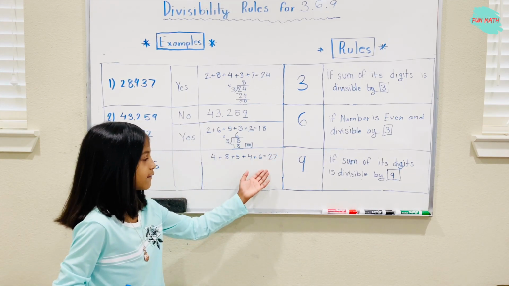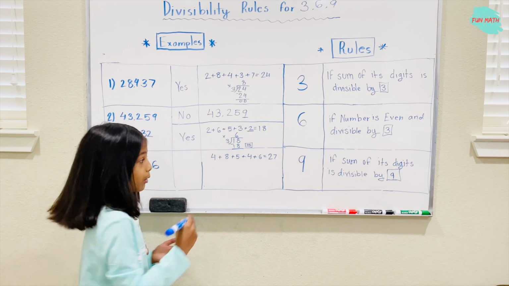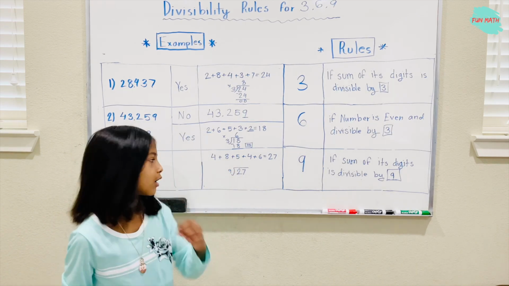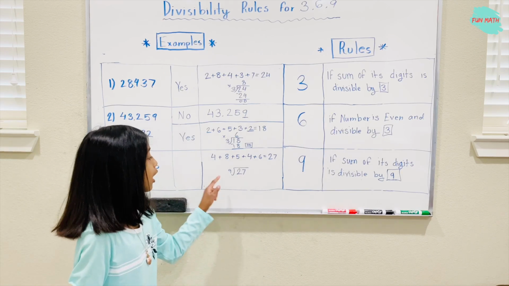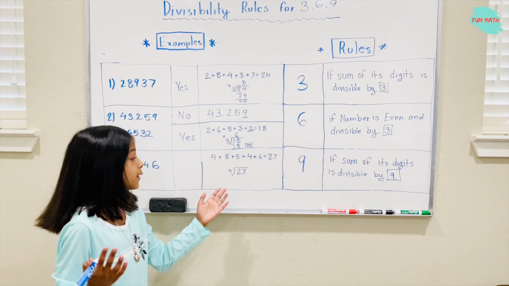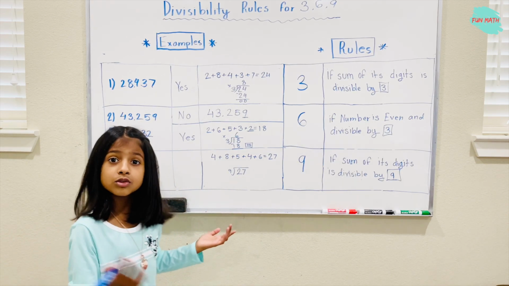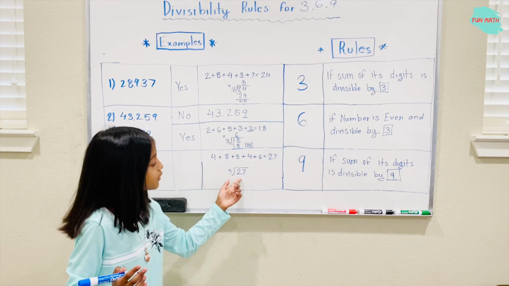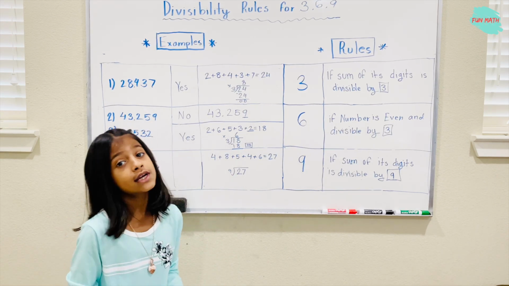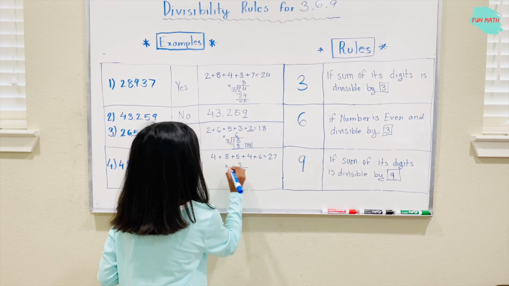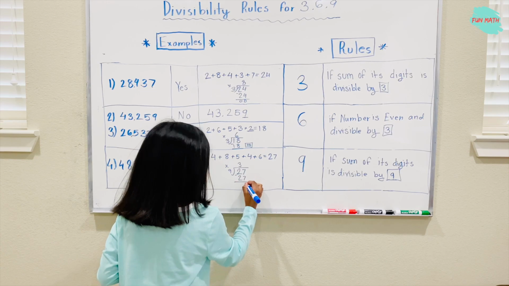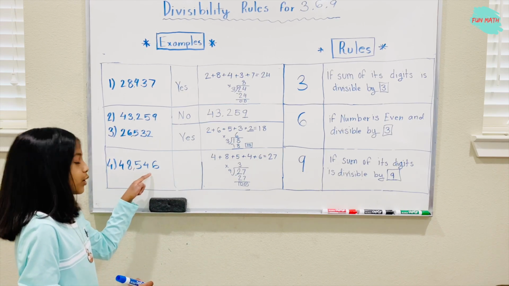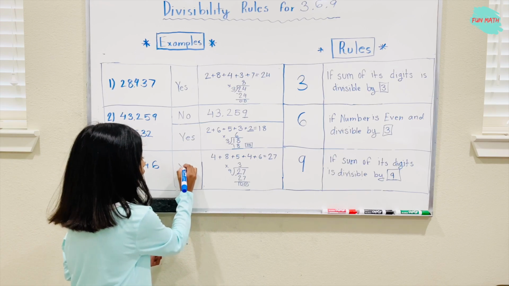Now let's check if 27 can be divided by 9. 27 divided by 9. How many 9s fit in 2? 0. 2 is way too small. So we have to now combine 2 and 7, which will give you 27. Now, how many 9s can fit in 27? If you remember the multiplication table, it's 3. If you multiply 9 by 3, you will get 27. If you subtract 27 by 27, you get 0. Your remainder is 0. That means 48,546 is divisible by 9. Okay, we're going to write yes in this answer box.